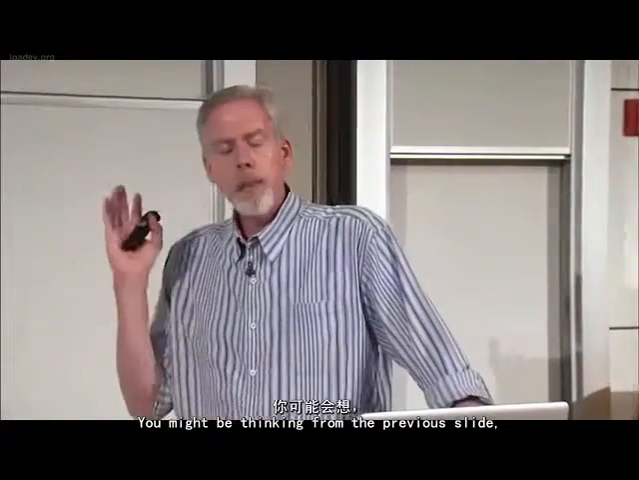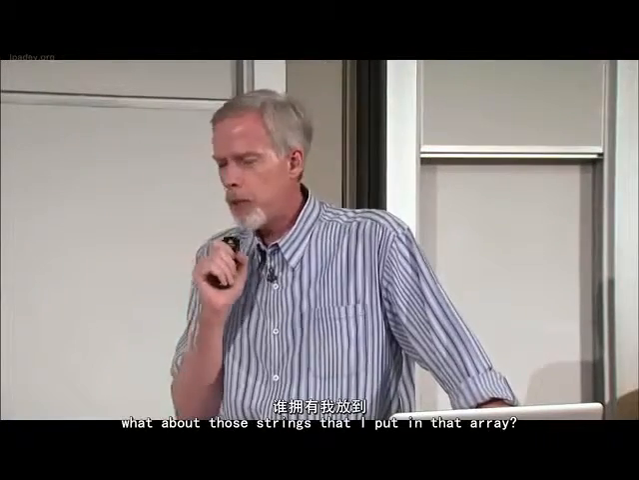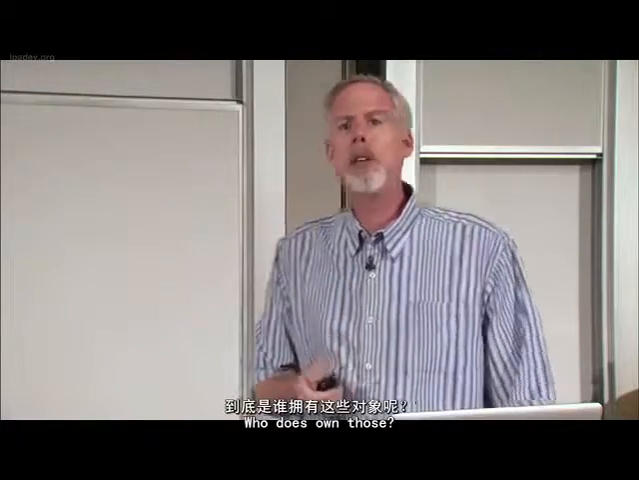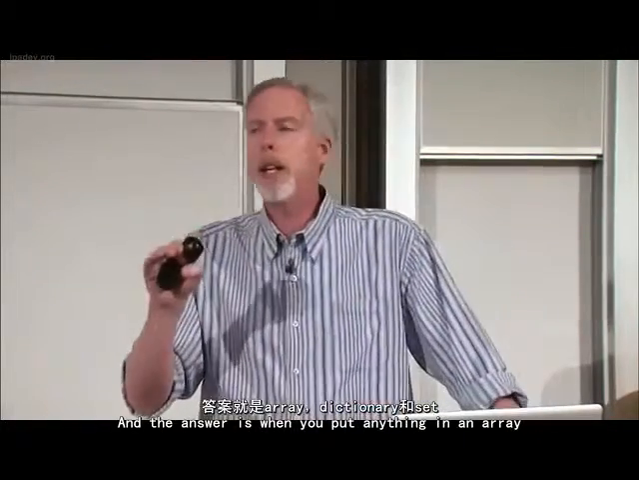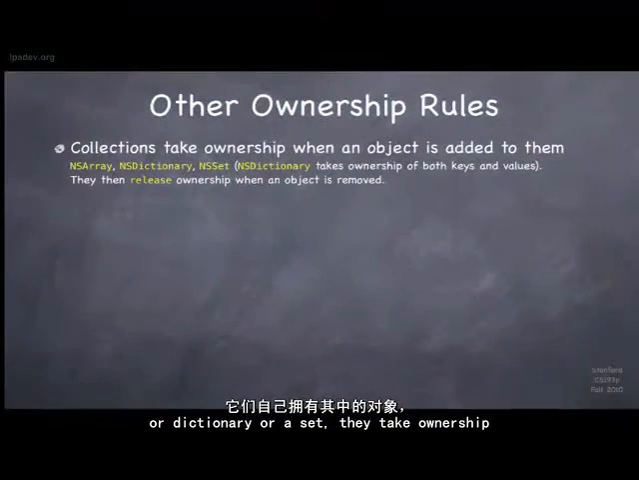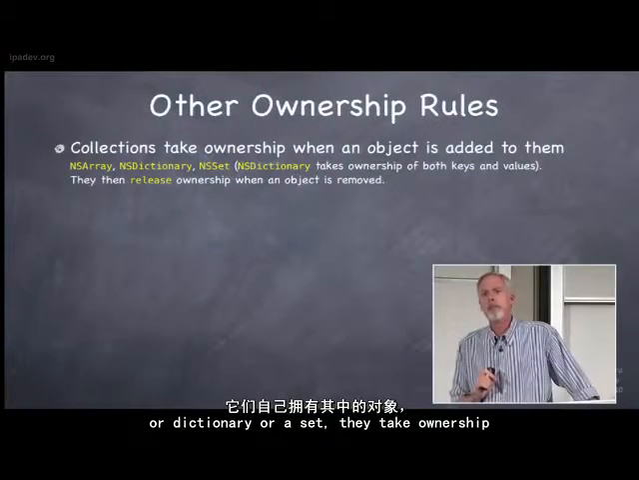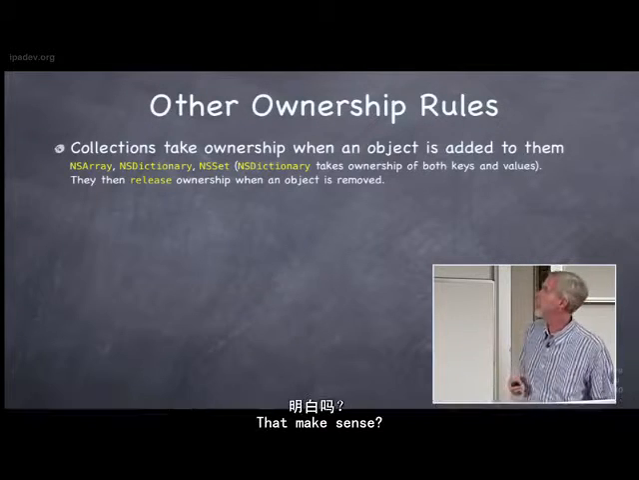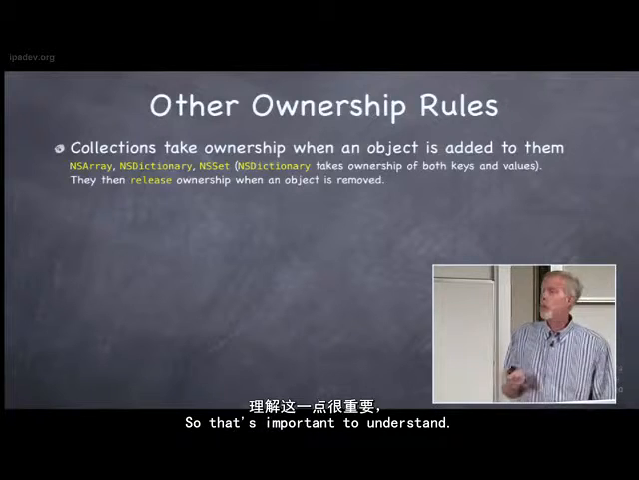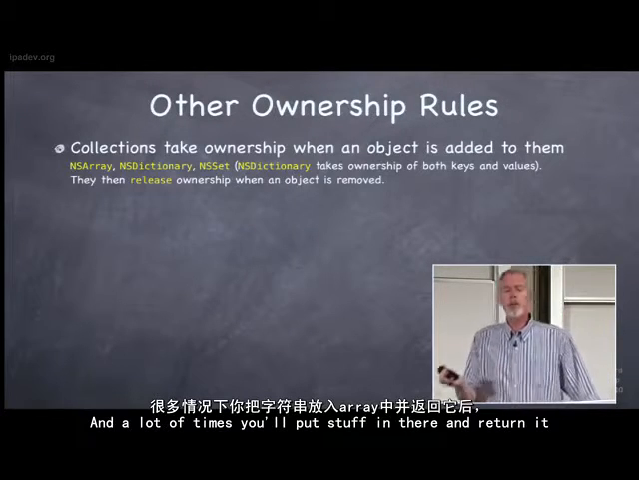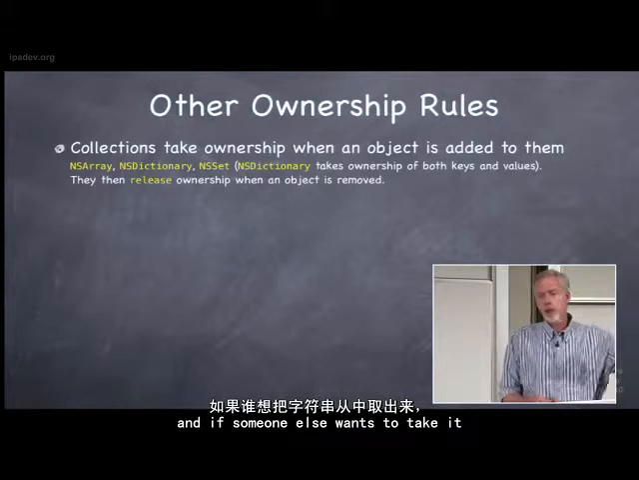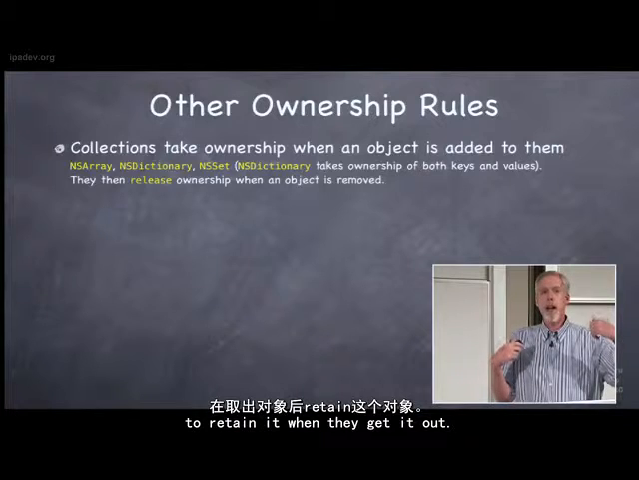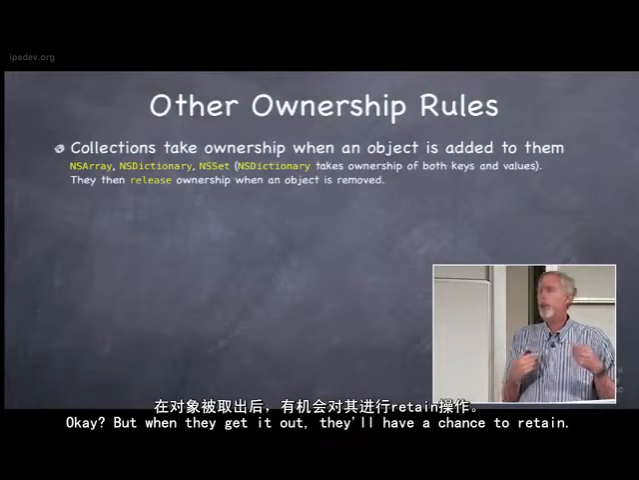You might be thinking from this previous slide, well, what about those strings that I put in that array? Who owns those? That's a very good question. The answer is when you put anything in an array or a dictionary or a set, they take ownership until you remove it. Then they release ownership if it's mutable and you release it. Does that make sense? That's important to understand. A lot of times you'll put stuff in there and return it, and if someone else wants to take it out because it's mutable, it's their responsibility to retain it when they get it out. But when they get it out, they'll have a chance to retain.